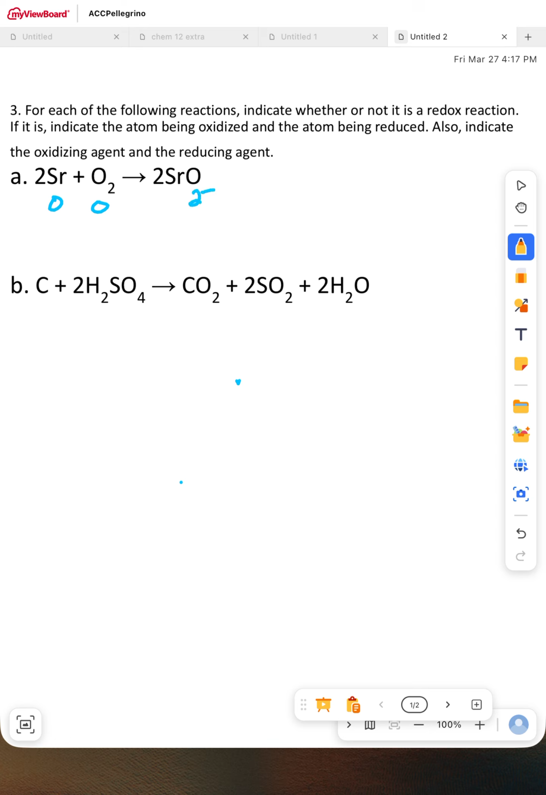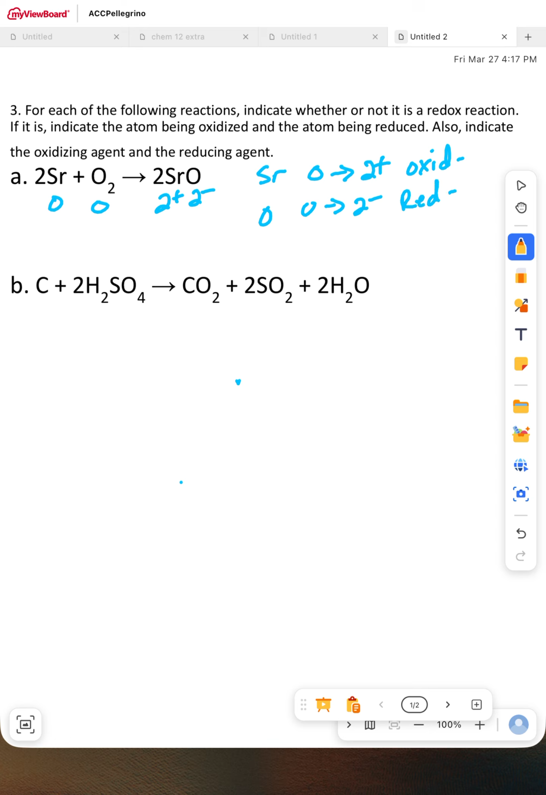We have our 2 minus for our oxygen, which is going to give strontium a 2 plus over here, so that it balances out because this molecule should have a net charge of 0. So our oxidation state for strontium is going from 0 to 2 plus. It's losing electrons to become more positive, so when you lose electrons, that's being oxidized. And oxygen is going from 0 to 2 minus, so it's becoming more negative. It's gaining electrons, so the oxygen is reduced.